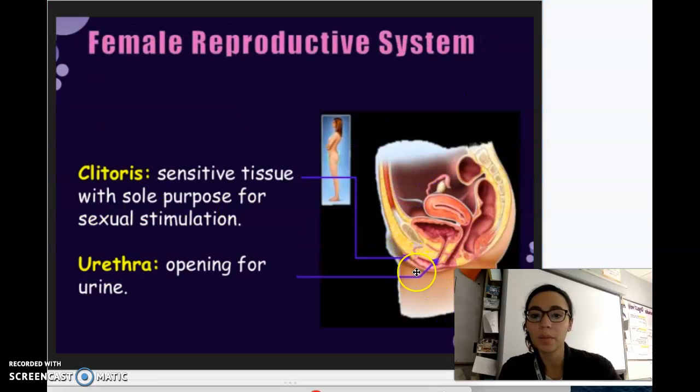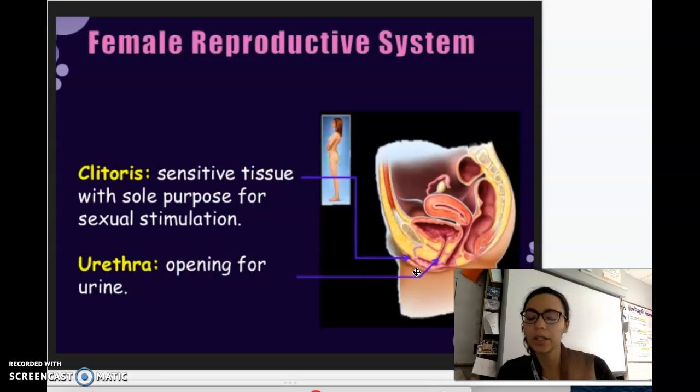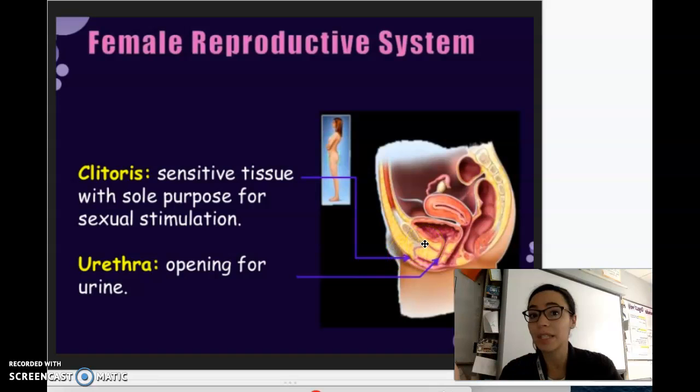And then just a little bit more anatomy, what you're looking at here. The clitoris is the sensitive tissue. Its sole purpose is sexual stimulation; it doesn't have any other function. It has lots of nerve endings, similar to the penis in males. They actually develop from the same tissue when the baby is in the womb, the penis and the clitoris. So they are similar.